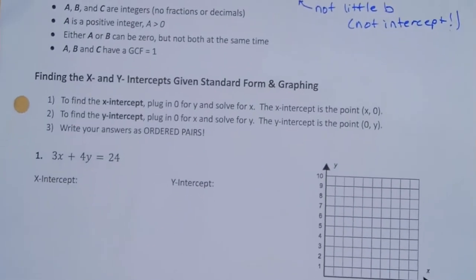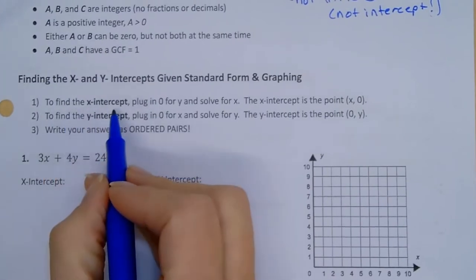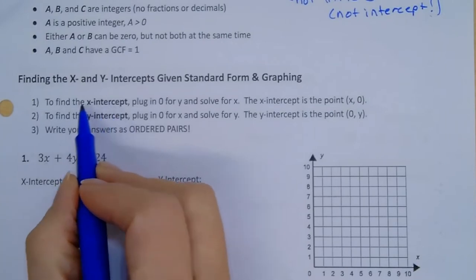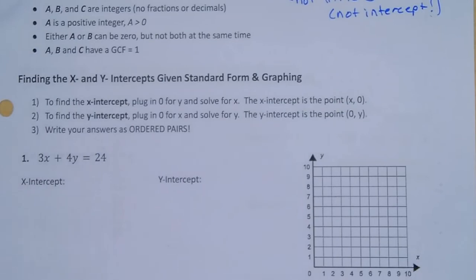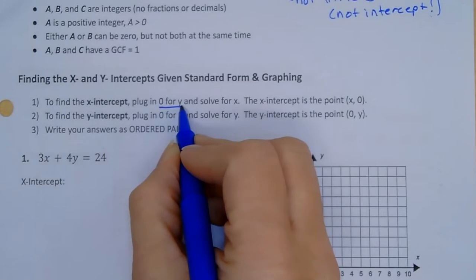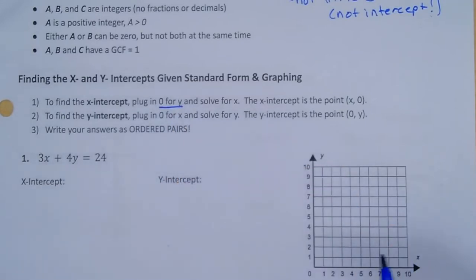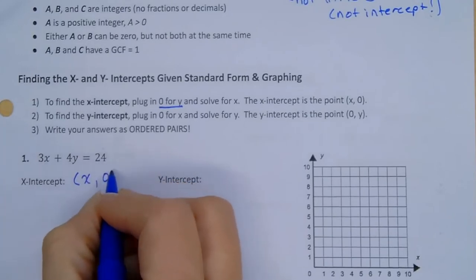All right, so if we want to find the x and y intercepts given a standard form, to find the x-intercept, remember that is the value of x when you are on the x-axis. That means you'll have a value for x, but y has to be 0. So to find the x-intercept, plug in 0 for y, and then solve for x. We know that the x-intercept is always going to be some number, and then your y has to be 0.